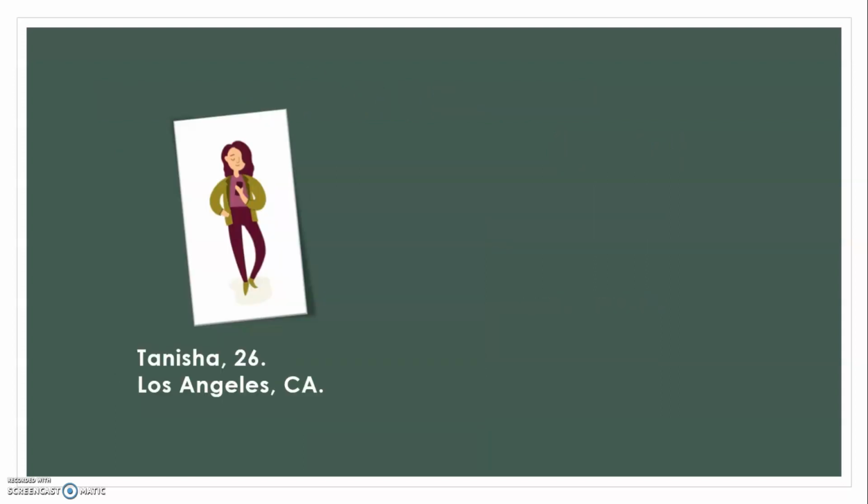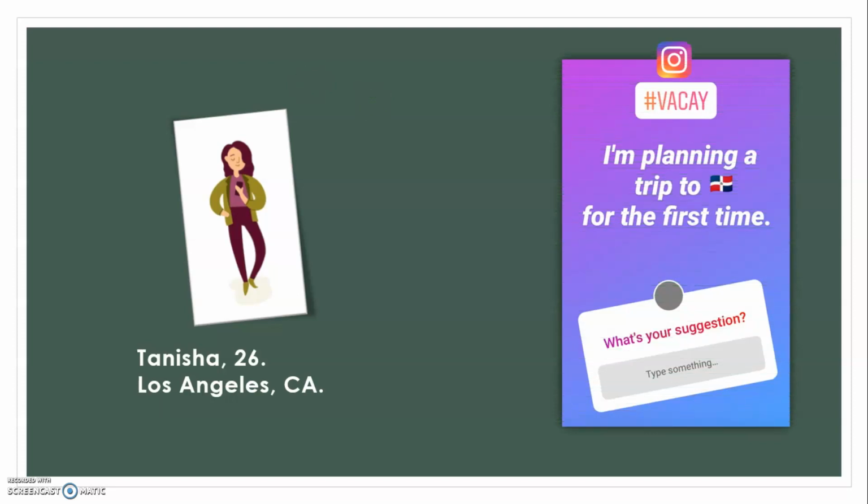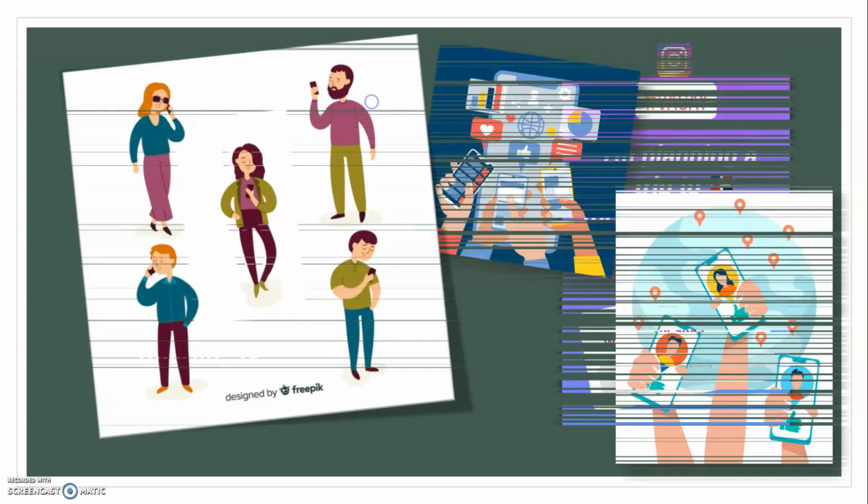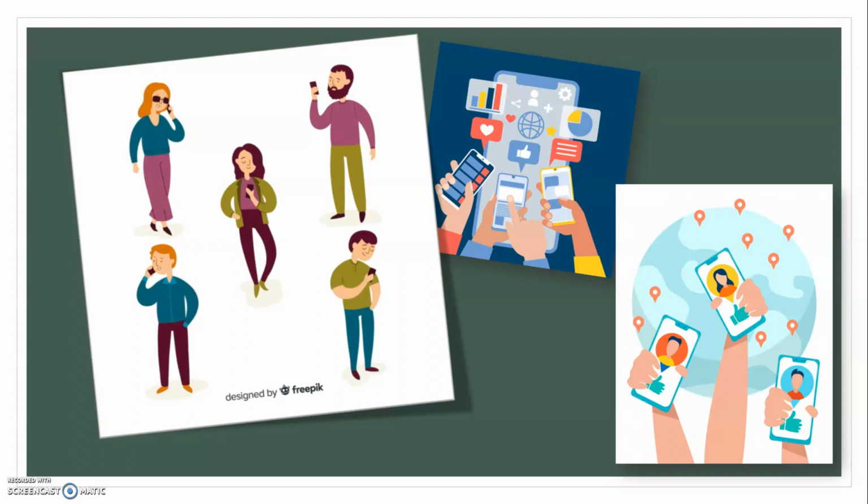This is Tanisha. She's 26 years old and she's from Los Angeles, California. Last week, she asked on her Instagram stories about the things to consider when traveling to Dominican Republic. It's her first time traveling here. Immediately, friends and followers who have visited the country started replying to her. This is where modal verbs come in.